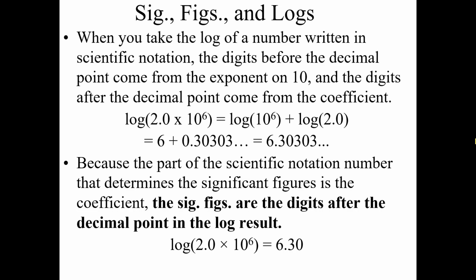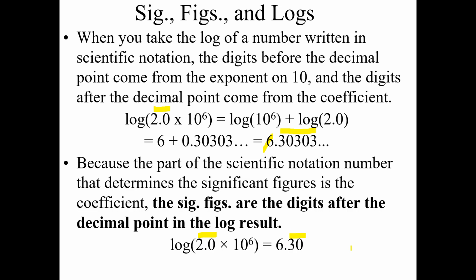Remember, the part of the scientific notation number that determines the significant figures is the coefficient, not the 10 to the whatever. The sig figs are the digits after the decimal point in the log result. In other words, when we do this operation and we get 6.30303, etc., notice that that 6 came from the exponent of 10. In other words, this 6 here is not significant. The significant figures are the digits after the decimal point. And since our number had 2 significant figures, that means that we're going to keep 2 decimals in there.